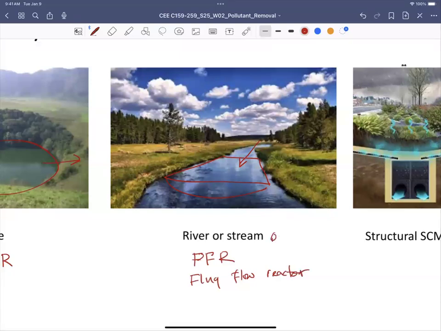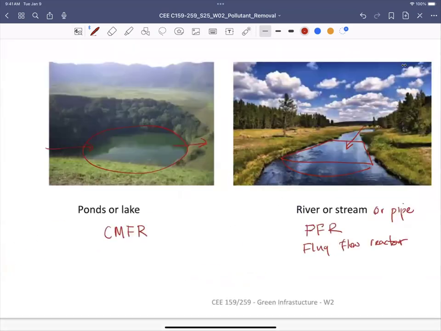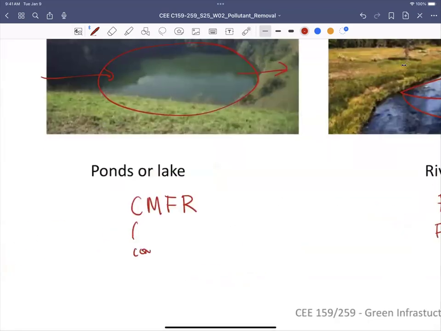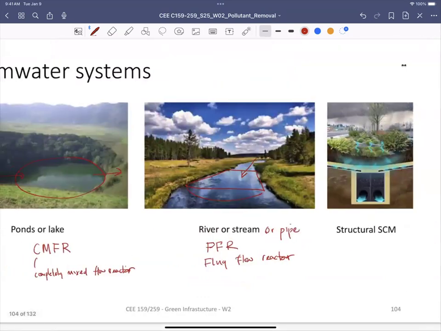This could also be pipe flow, where water is moving in at one end and coming out the other. And again, this is a completely mixed flow reactor. If you use this concept, you'll be able to solve it. And then we have structural SCMs, which are a combination of those.